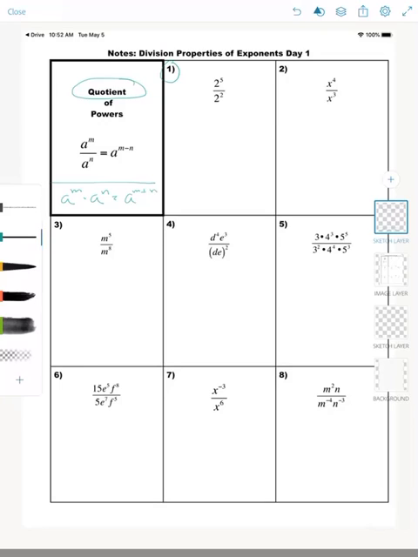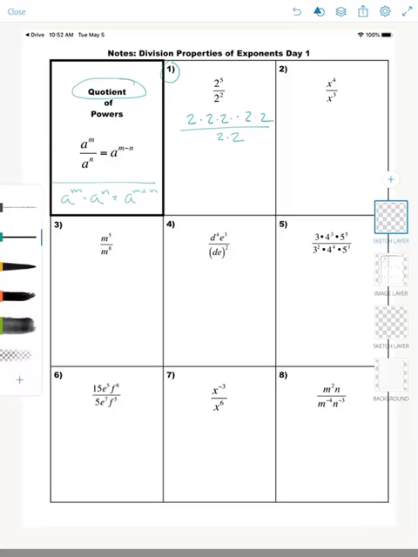So number 1, we have 2 to the 5th. We could write this out in expanded form as 2 times 2 times 2 times 2 times 2. And on the denominator, we have 2 times 2.